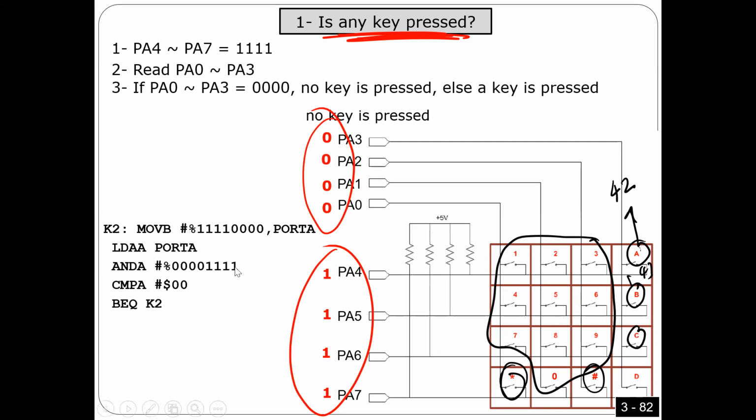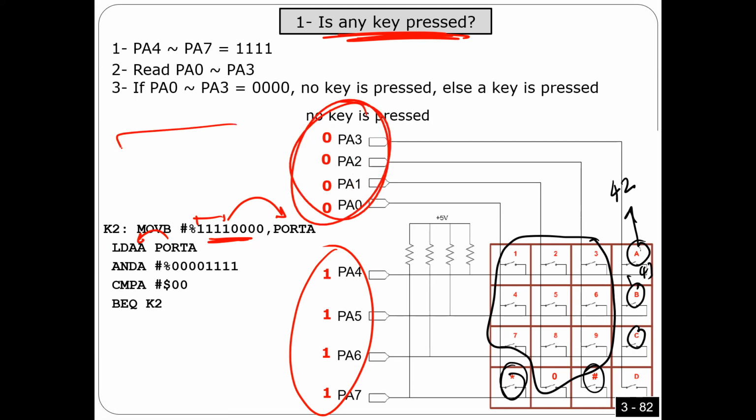As you see here, guys, first of all, I'm going to output this value here to port A: 1 1 1 1. Is that okay? This is number one. Then I'm going to read port A. Now I need to check these four bits. Remember, this is port A, and I want to check these four.